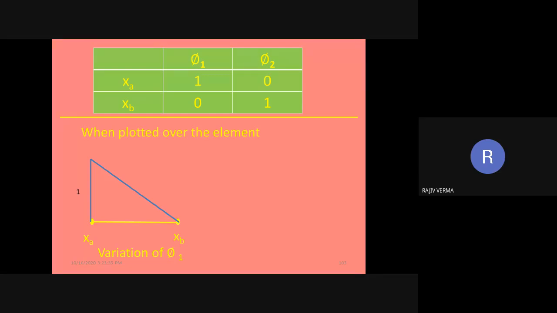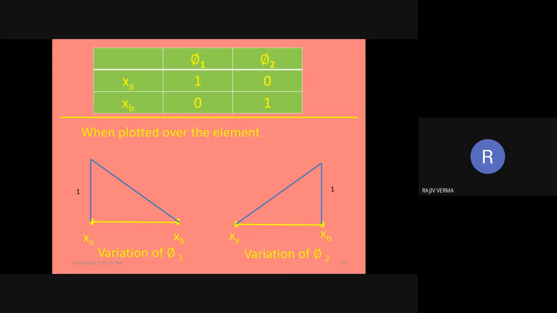And then similarly, we have the variation of phi2, that is the second shape function. It has a value 1 at node number 2 and has a value 0 at node number 1. And between these 2 nodes, the variation happens to be linear. So this is how the 2 shape functions are going to vary. Shape function number 1, phi1, is associated with node number 1. Shape function number 2, phi2, is associated with node number 2.